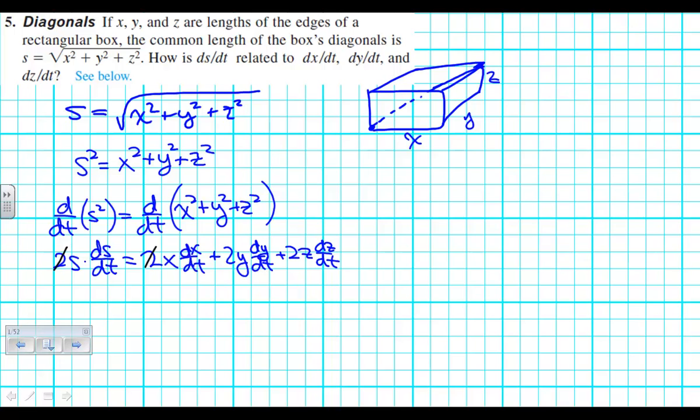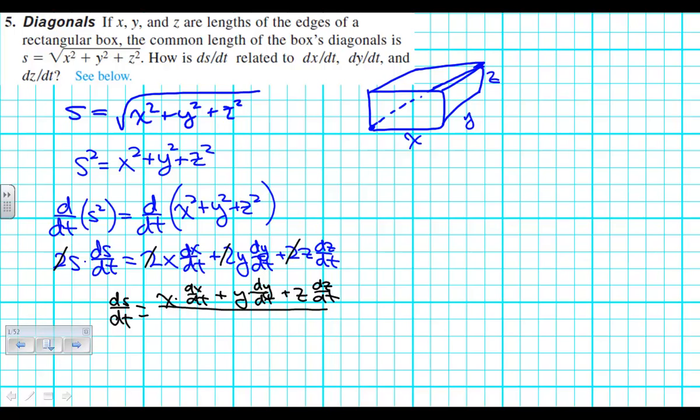By the way, a little bit of cleanup is in order. If you divide by 2, all those 2's go away. And if you actually solve for ds dt, you end up getting x times dx dt plus y times dy dt plus z times dz dt, all divided by s.